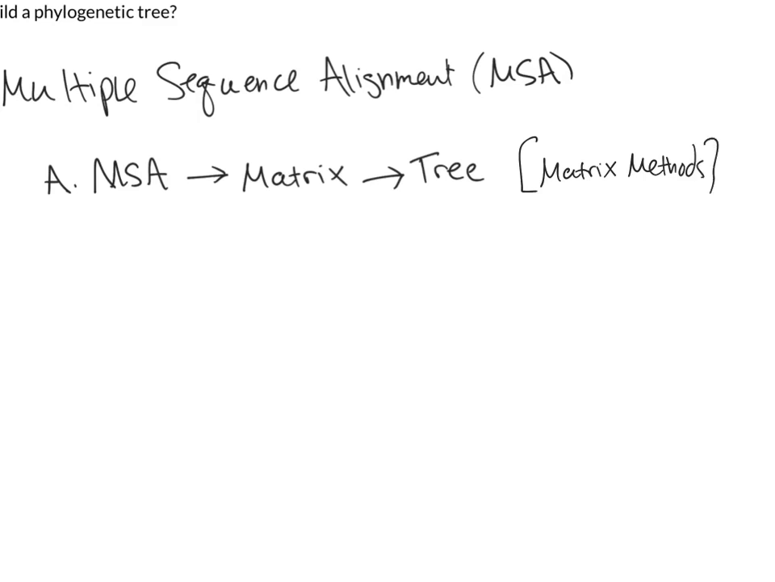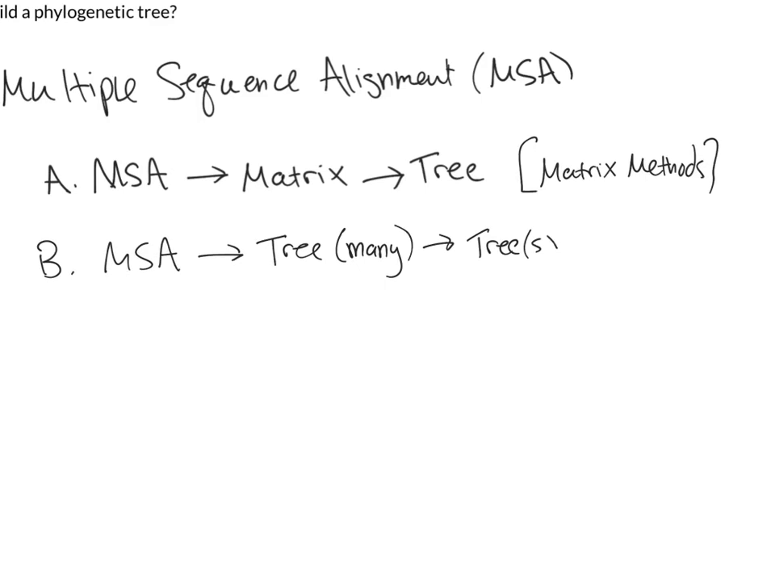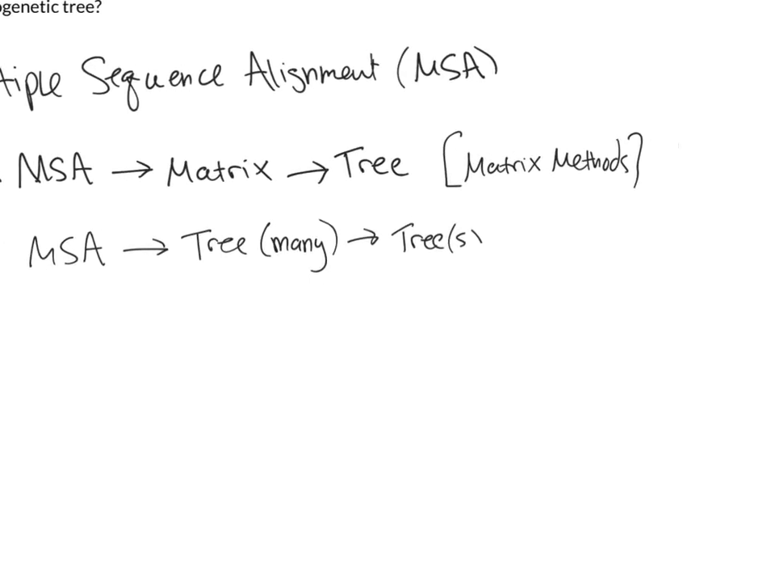Those are matrix methods. In the other case, we're going to go from an MSA straight to a tree. But we're going to have many trees. We're going to generate however many bunches of trees. And then from there, we're going to pick some of our favorites, or often just one. And these are called character methods.